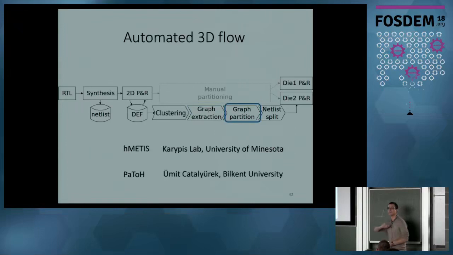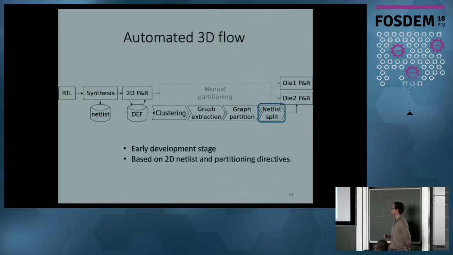Those were not homemade because there are really great partitioning tools that already exist out there, so no reason to make our own. And the two, for the sake of credit, that we used are hMETIS and PaToH, respectively from the Karypis lab at Minnesota University, and one developed by Professor Catalyurek during his PhD at Bilkent University. So those two are really great hypergraph partitioning tools, if you want to use some. And the last step is still not on GitHub yet. Really early stage developments, and we're trying to, like I said, take the netlist from the 2D synthesis and the information from the graph partitioning and then generate a split netlist for the design.